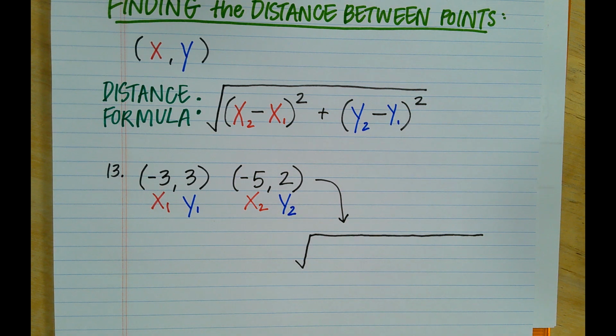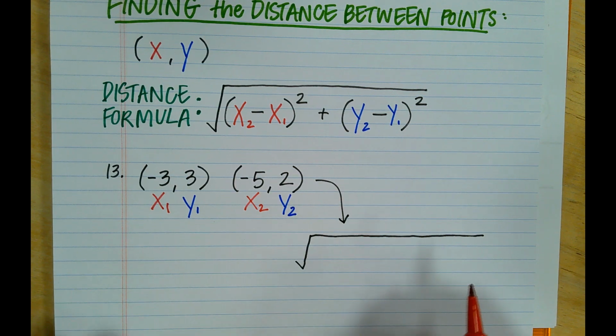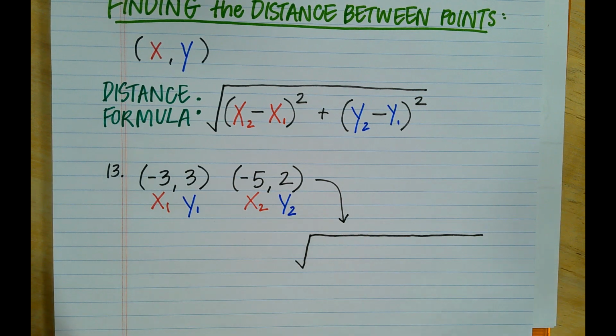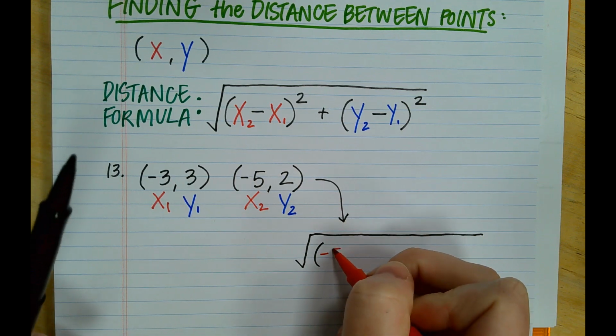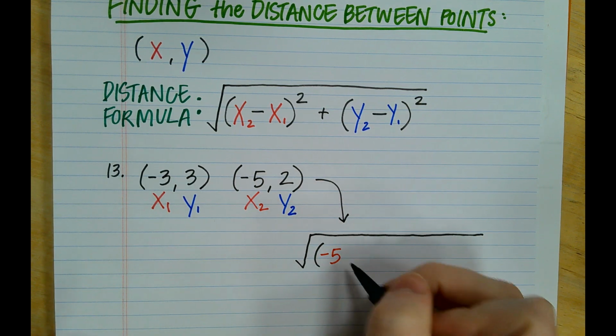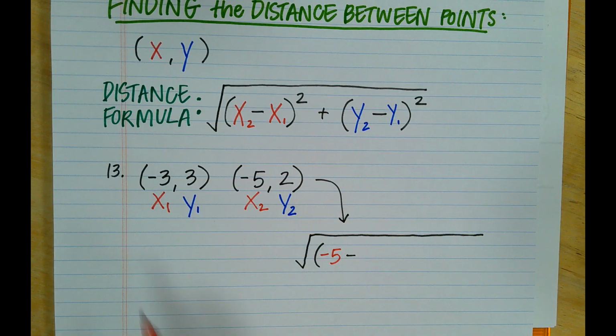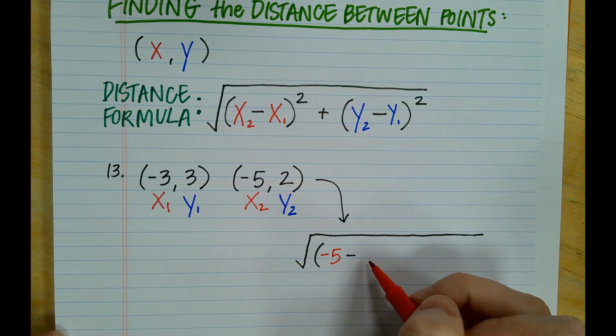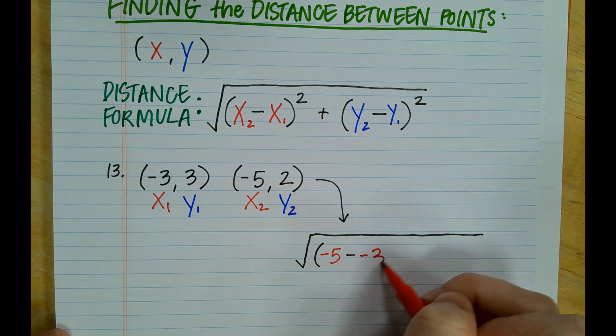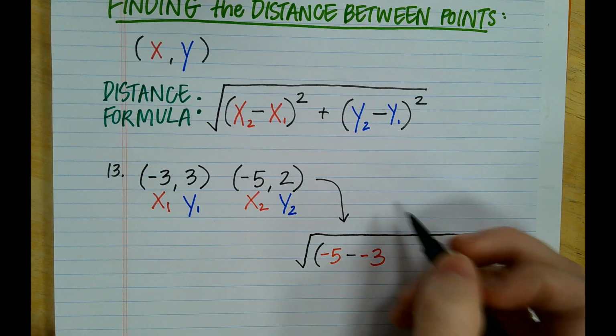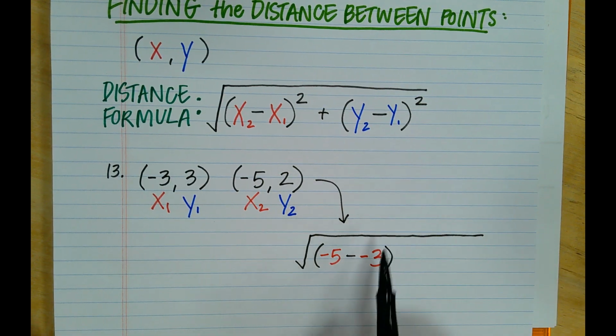Okay, so let's start with the first parentheses in our formula. I've got x2 minus x1. So which number should I write first? -5. Yeah, let's put -5 minus -3. Yes. So Ella, that's awesome that you recognize that.